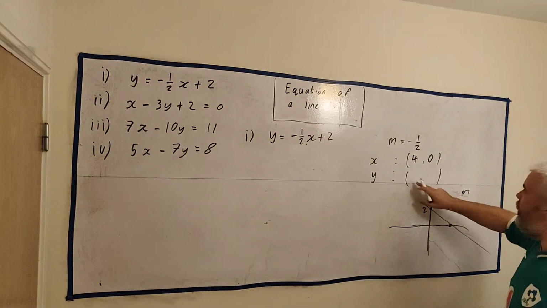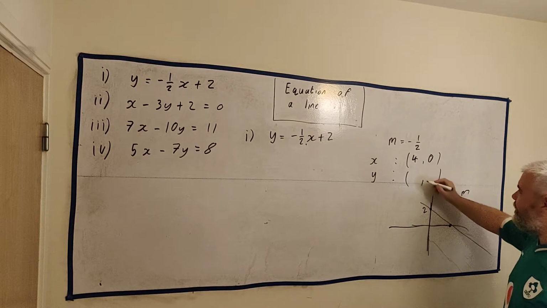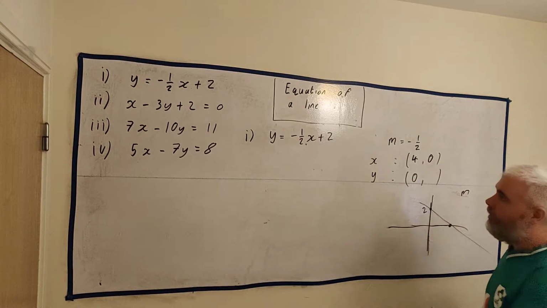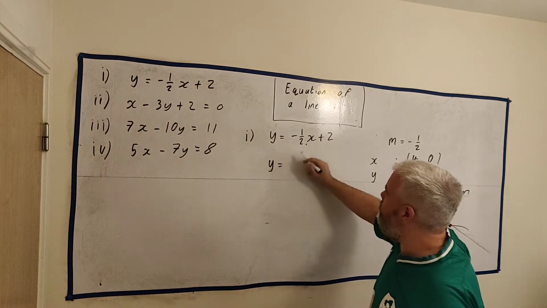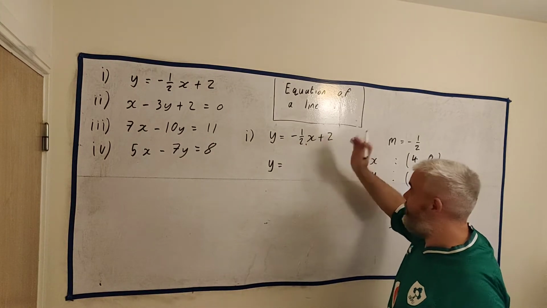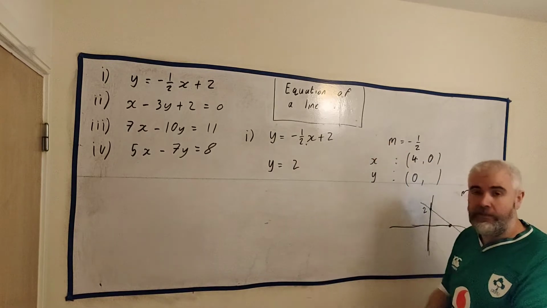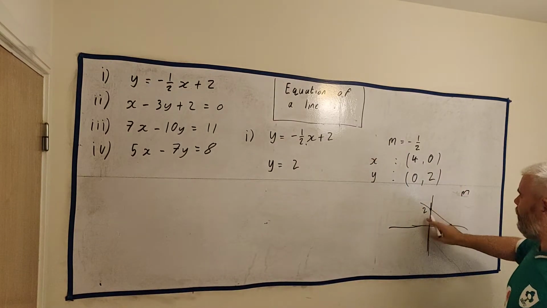So the thing we know about this point is x is equal to 0. Well, x equals 0, that's easy to write in. y is equal to 0 multiplied by that, which is 0. So y equals 2. We're finished. The answer was 2.